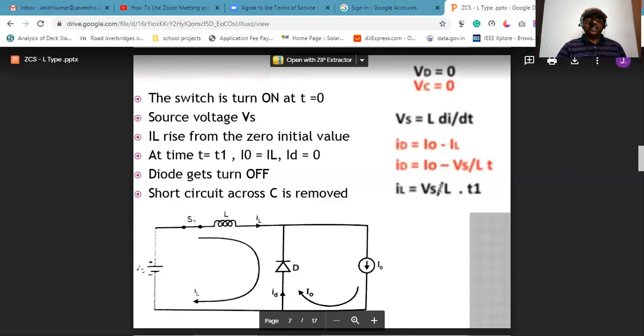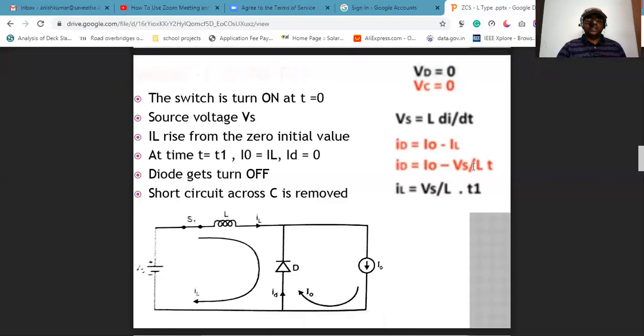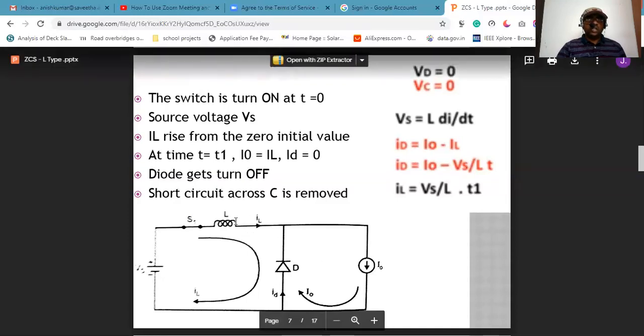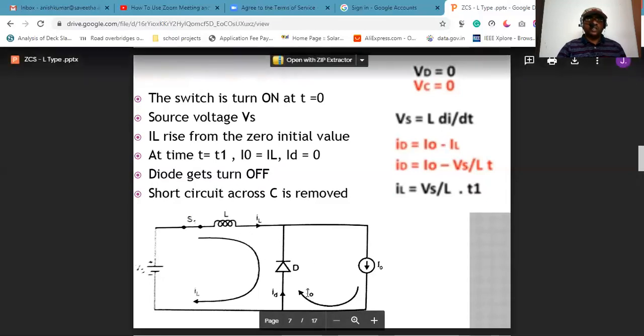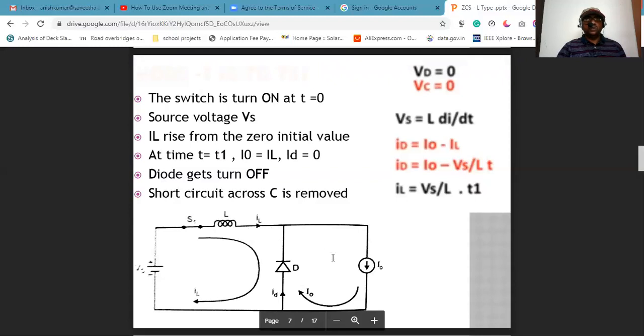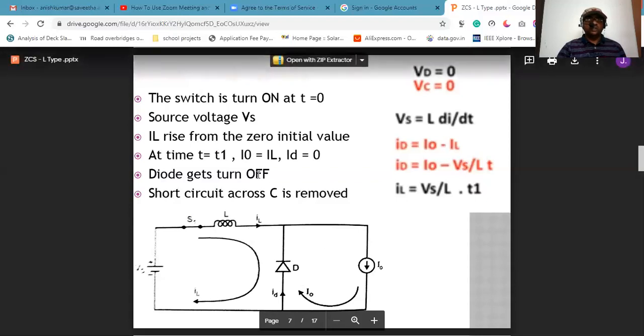So IL is nothing but Vs by L into T. Substitute here, so we will get the value like this. Now at time T is equal to T1, the output current I0 and the inductor current are equal. When these two currents are equal, the current flowing through the diode is 0 because these two currents are in opposite directions. So it is 0. So the diode will get turned off.